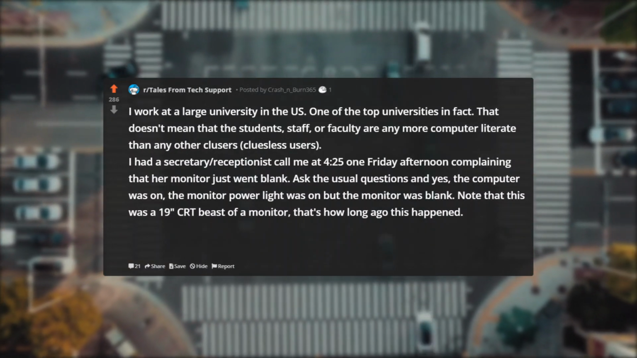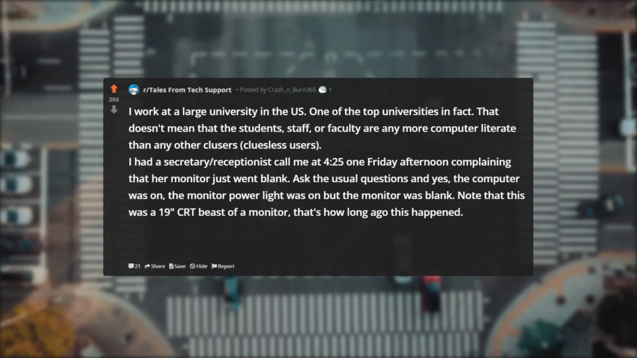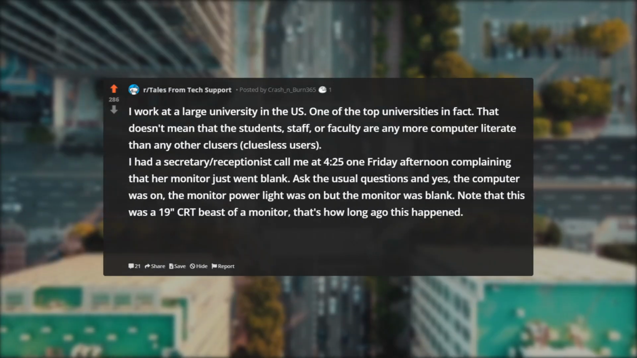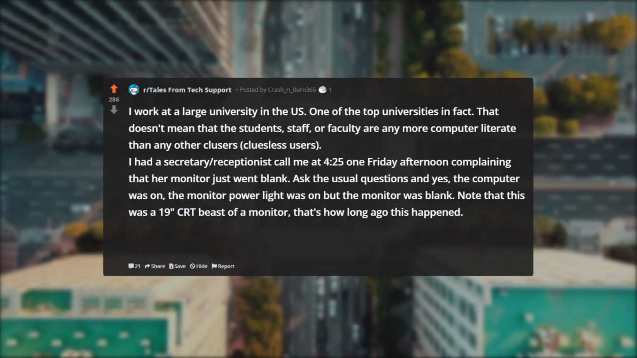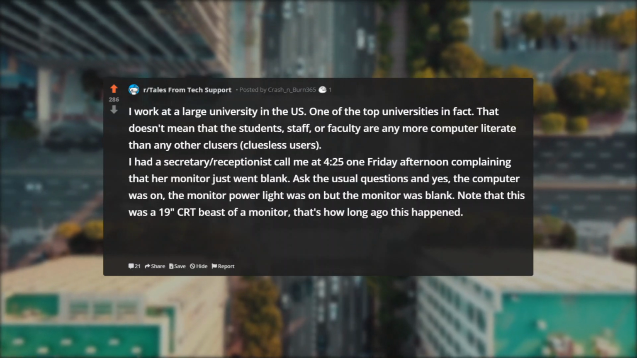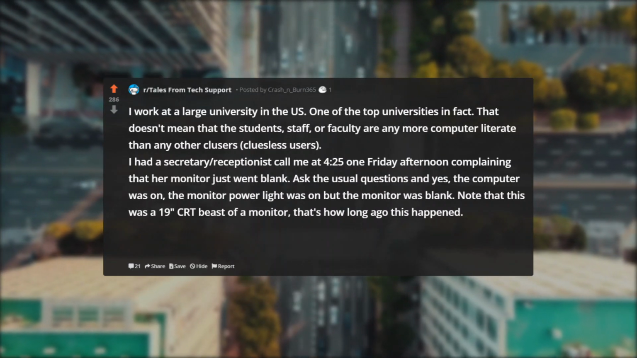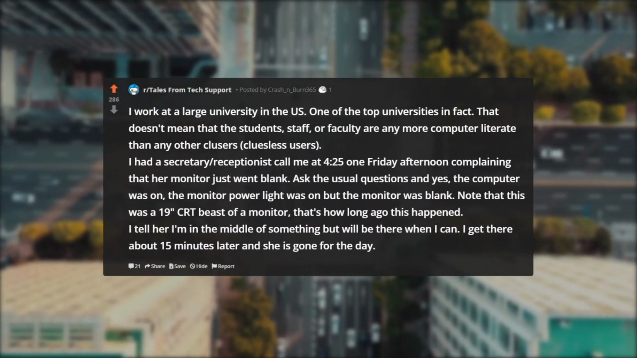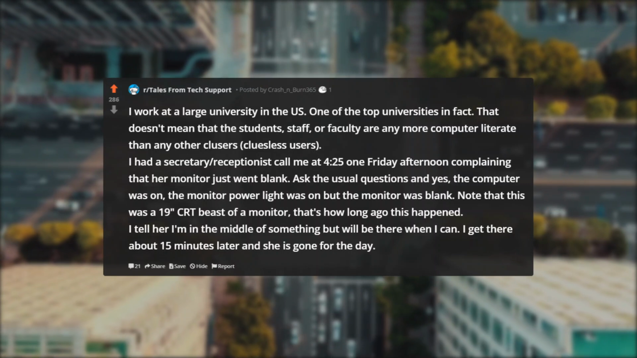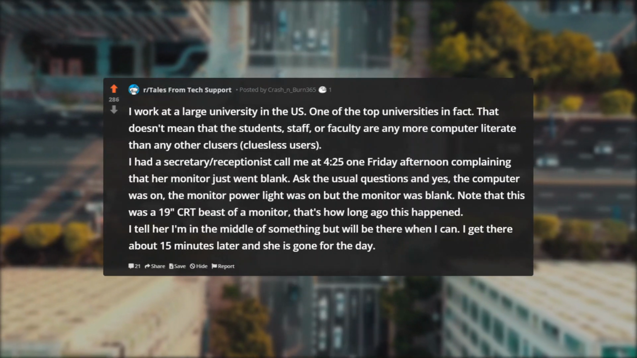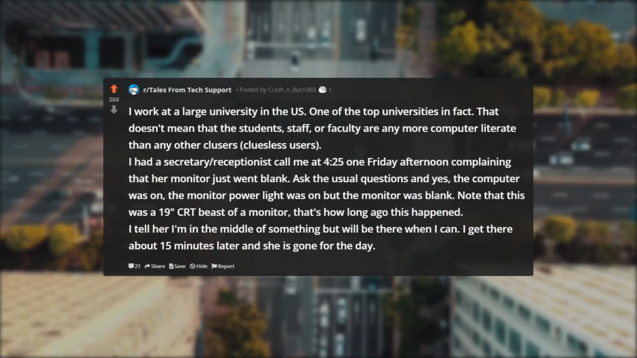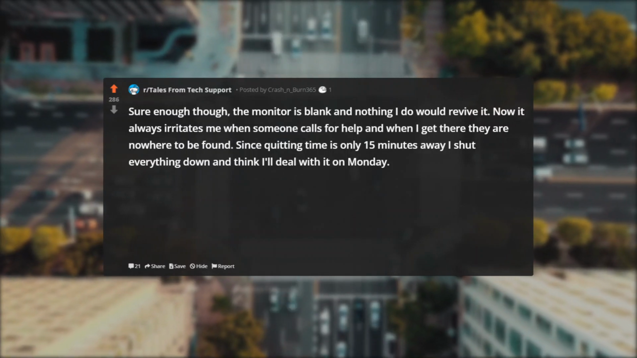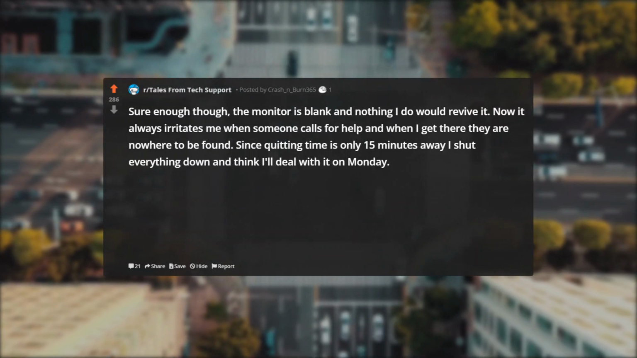Asked the usual questions and yes, the computer was on, the monitor power light was on, but the monitor was blank. Note that this was a 19-inch CRT beast of a monitor. That's how long ago this happened. I tell her I'm in the middle of something, but will be there when I can. I get there about 15 minutes later, and she is gone for the day. Sure enough though, the monitor is blank and nothing I do would revive it.